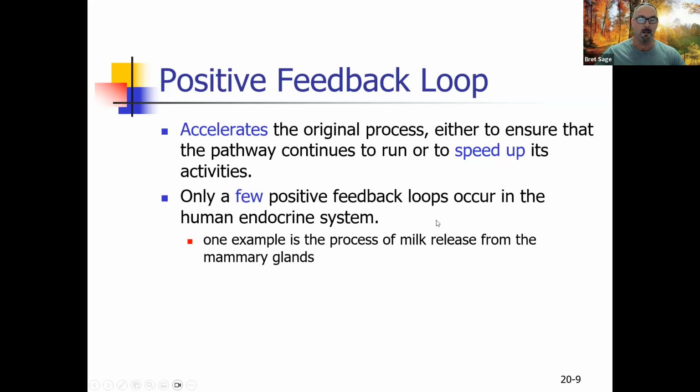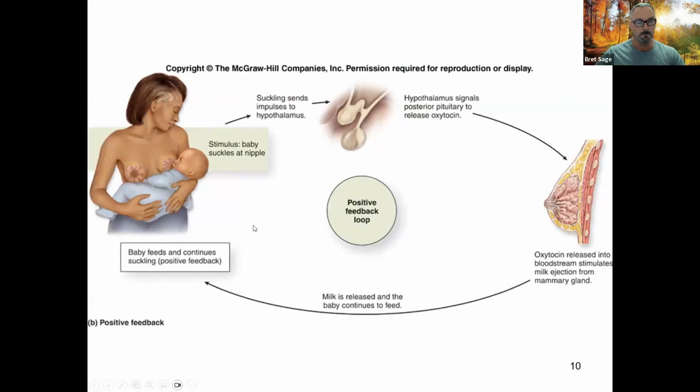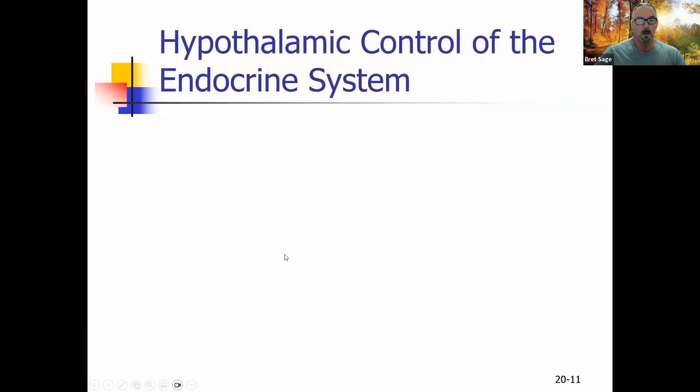A few positive feedback loops occur in the human endocrine system. One example is the process of milk release from the mammary glands, as well as childbirth. So baby sucks the nipple, sends a signal to the hypothalamus, and this whole system continues the positive feedback loop until the baby is done, and then milk stops. Even better example is childbirth, but this is a good one.